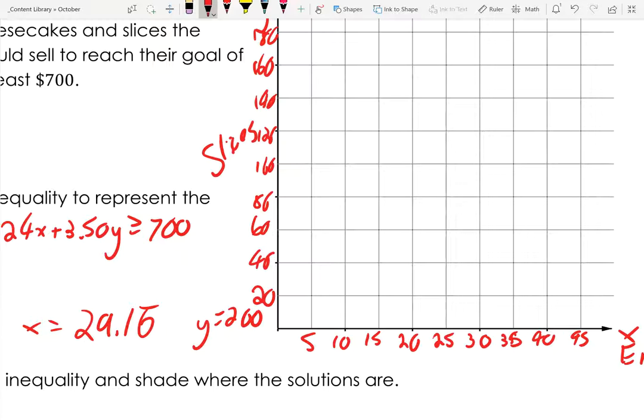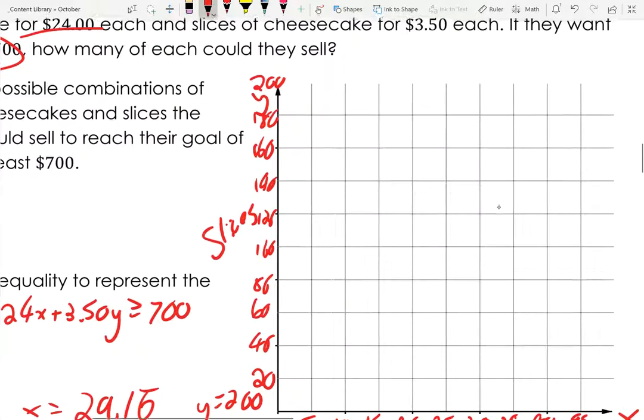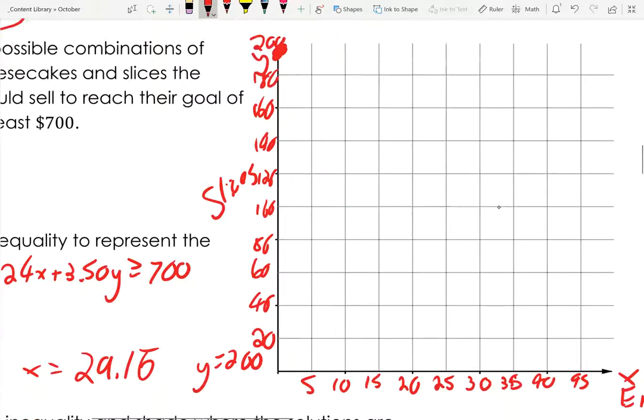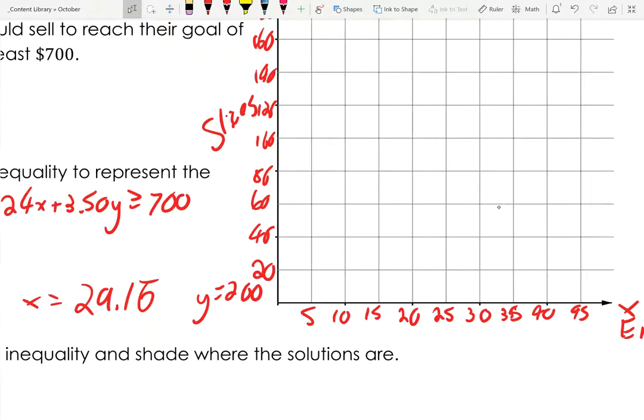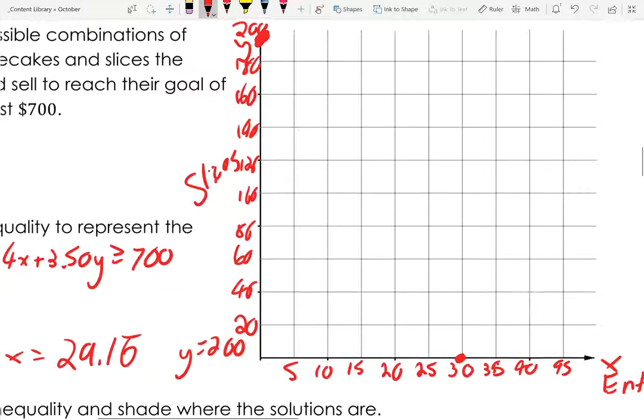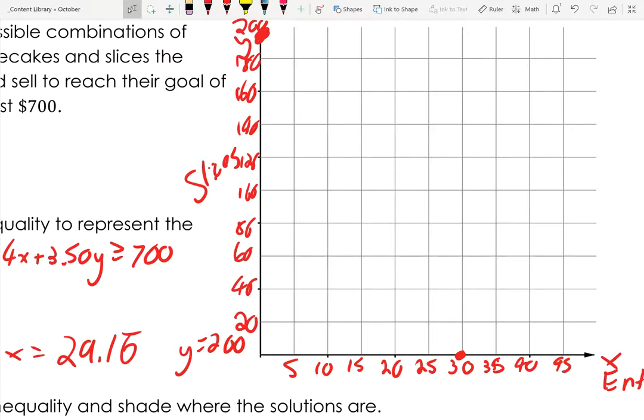All right. So what I'm going to do is just plot the extremes. For y, the extreme is 200 slices of cheesecake. I'm putting a point all the way up at 200. For the x, the extreme was 29.16, so I'll go pretty much to 30 and put a point there. Because a line connects two points, without having to do slope, rise over run, I'm just going to connect these two extremes. There we go.